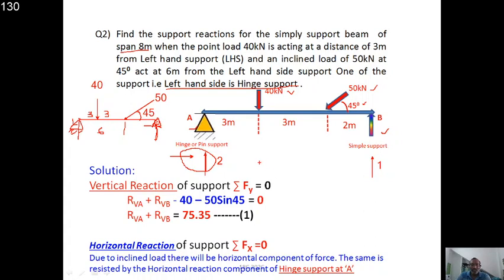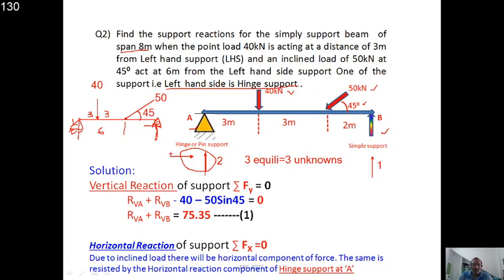How many equations do you have? 3 equilibrium equations. Equilibrium equations equal 3 unknowns. What is unknown? Support reactions. So in this case I am replacing RA, RB in terms of the horizontal and vertical, because to understand, RA is having two reactions.